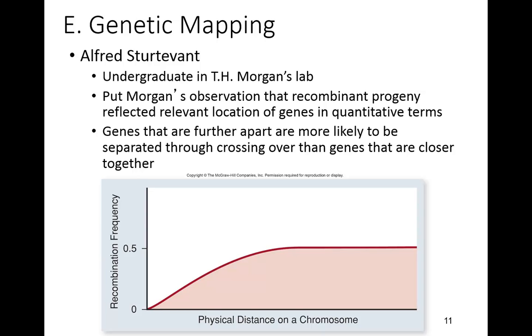And Alfred Sturtevant, who was a student of T.H. Morgan, observed that the recombinant progeny reflected the location of the genes relative to each other. So if two genes are on the same chromosome, so let's say eye color and hair color were on the same chromosome, and they were close to each other, then they would be associated with each other very often. But if they're further apart, then they wouldn't be as associated with each other because of crossing over events.